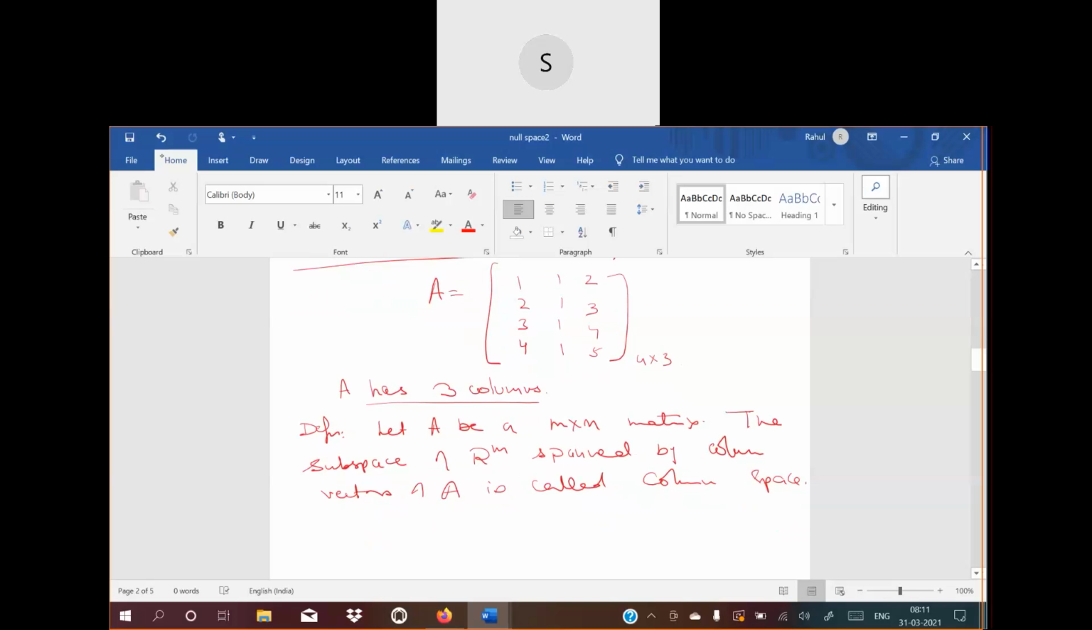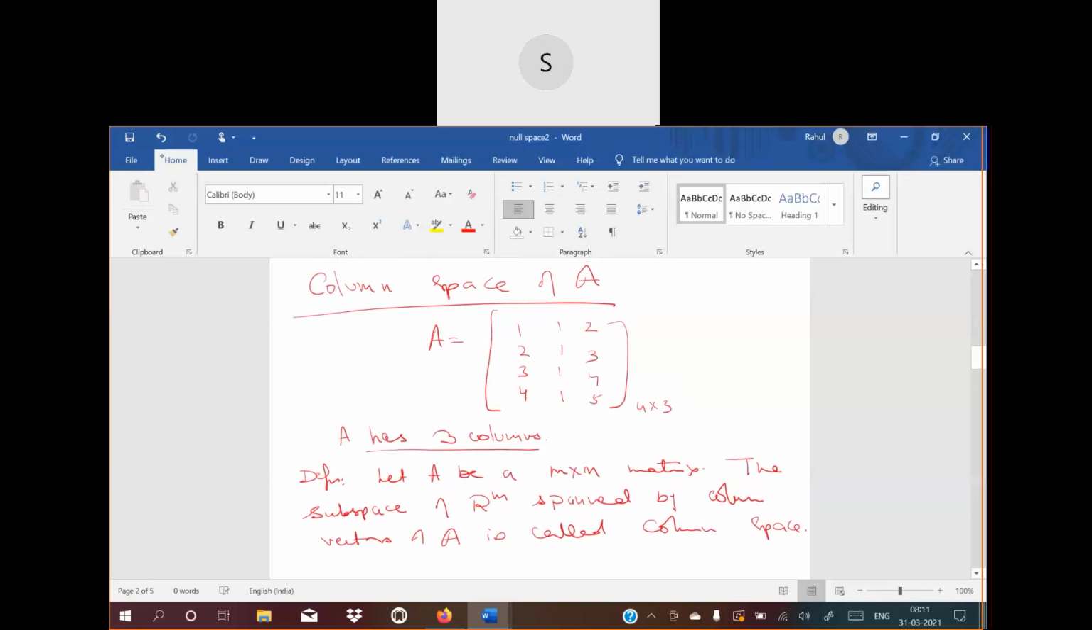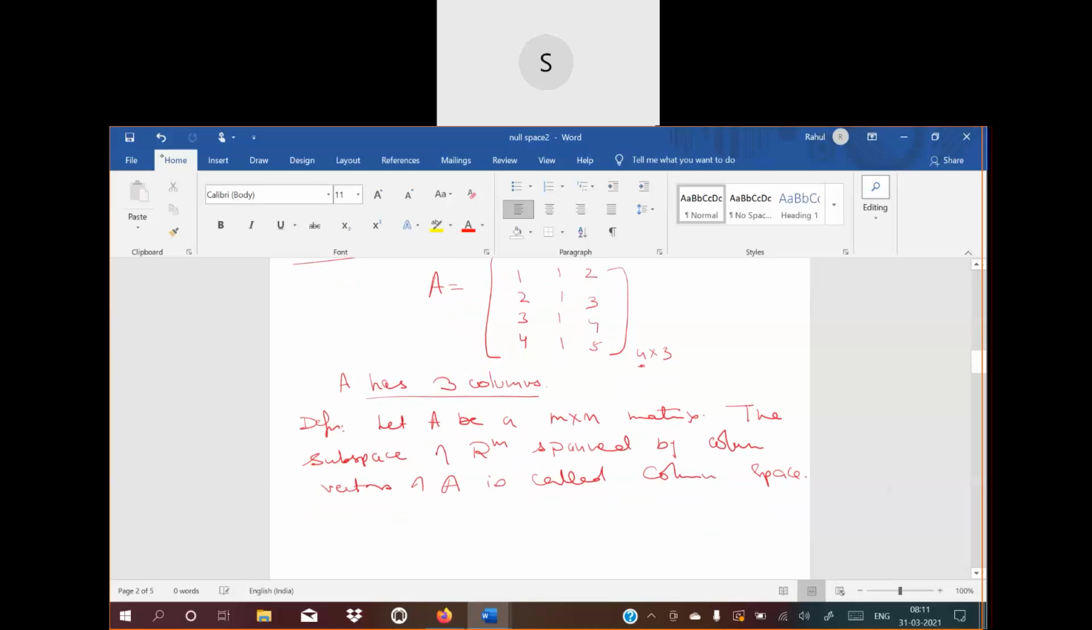Right. So what is column space? Column space is the space which is spanned by these columns, 1, 2, 3 columns. If it is an M cross N matrix, then the column space will be a subspace spanned by vectors in R4. Last time when we were doing the question, we saw that it was coming in R4. So what is column space? The column space of A is all linear combinations of the columns.